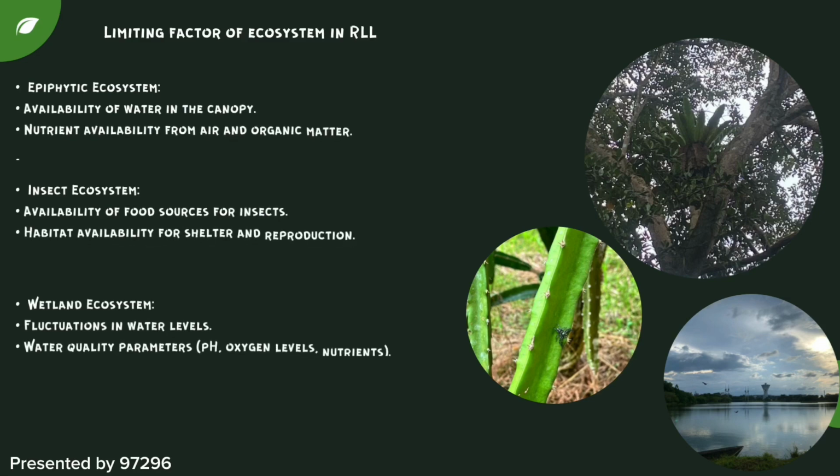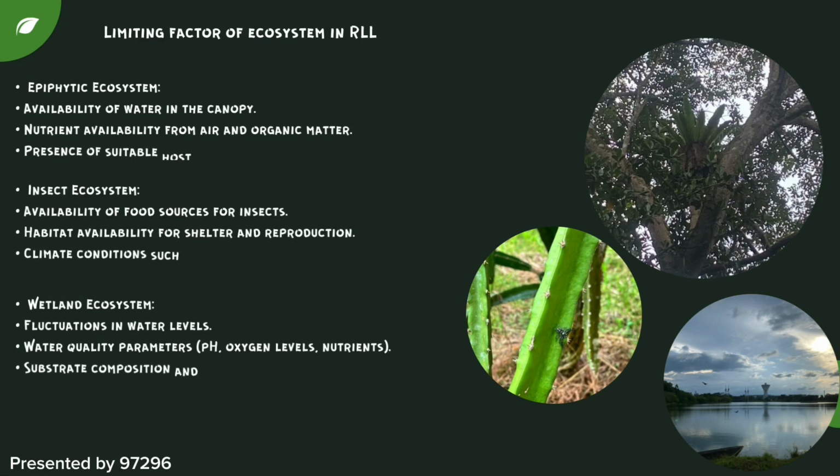Nutrient availability, often obtained from air and organic matter trapped in tree branches, can be limited. The availability of suitable host trees can also limit the distribution of epiphytic plants. Limiting factors in an insect ecosystem may include food availability, habitat availability, and climate conditions. Availability of suitable plants for food and shelter is crucial for insect population.